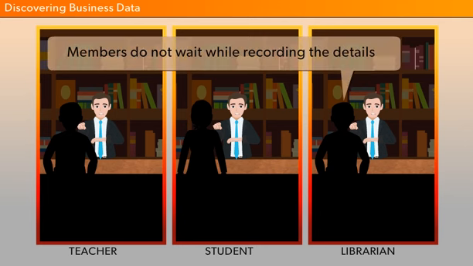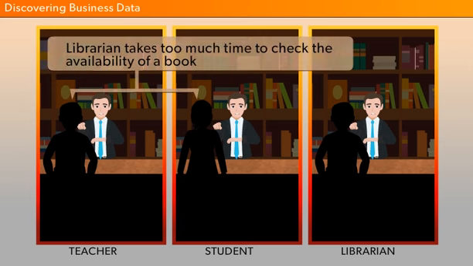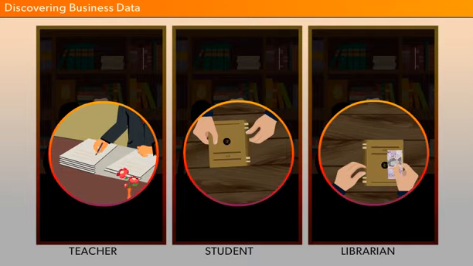The librarian says that the members do not wait while he records the details of books issued. The students and teachers say that the librarian takes too much time to check the availability of a book and they need to stand in queue to record the entries for borrowing and returning of books.